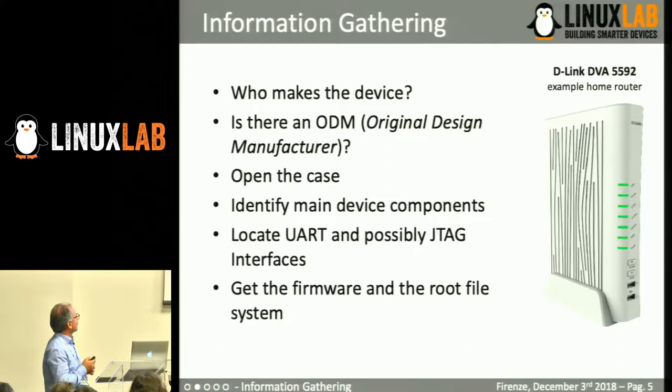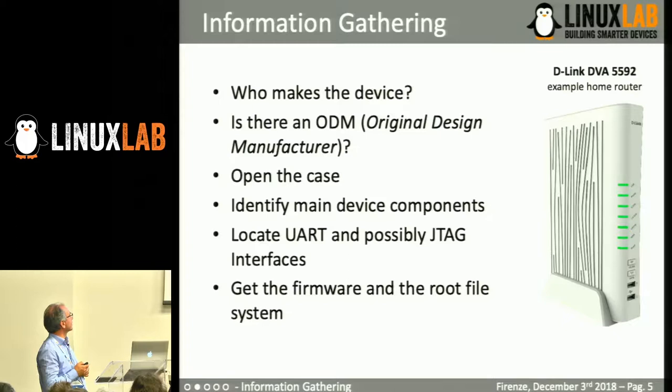Information gathering starts with knowing who manufactured the product. In the home router example, it was manufactured by TP-Link, but you also have to know who the original design manufacturer is, because sometimes a company manufactures the product, but another one has done the design and the development. In this case, for example, a Swiss company called ADB did the design of this router.